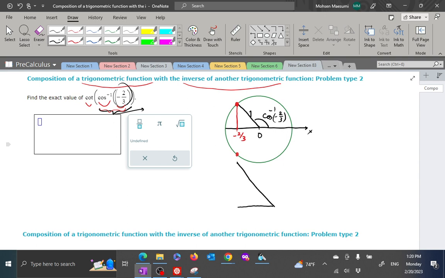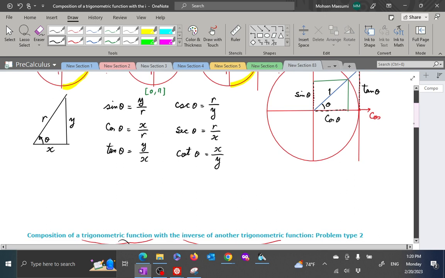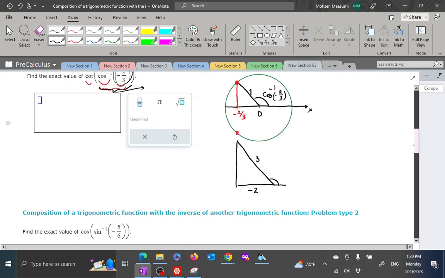So I'm going to take a look at a picture similar to that. It's just that when I multiply everything by 3, this becomes minus 2, this becomes 3, but angles all stay the same. So now we go to the next one. What was cotangent? Cotangent is the ratio of x to y. So here's my x.